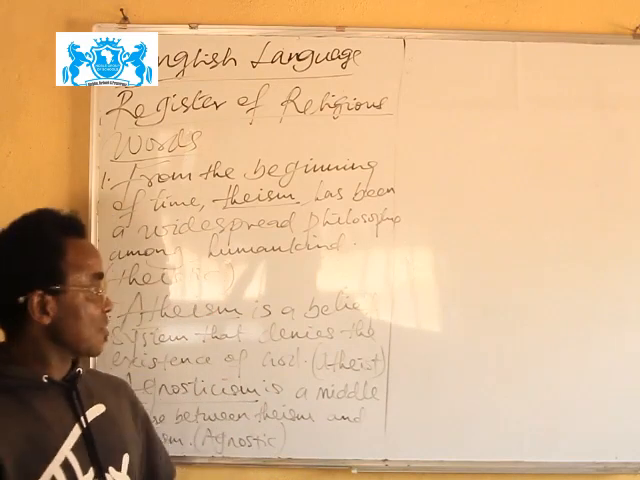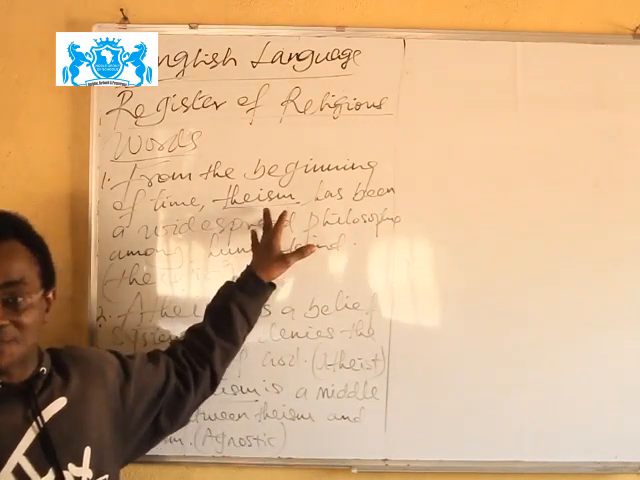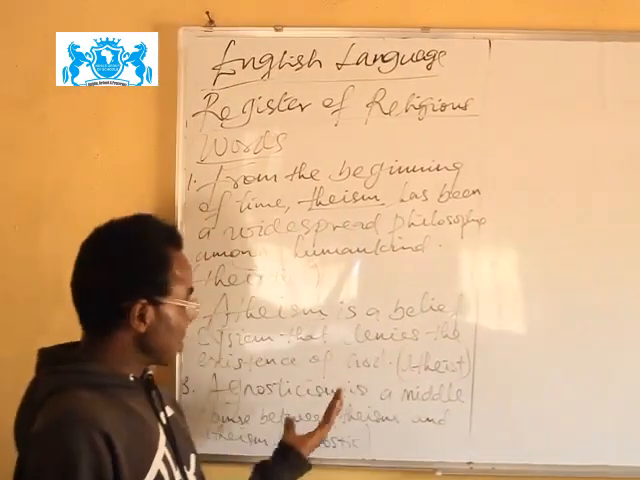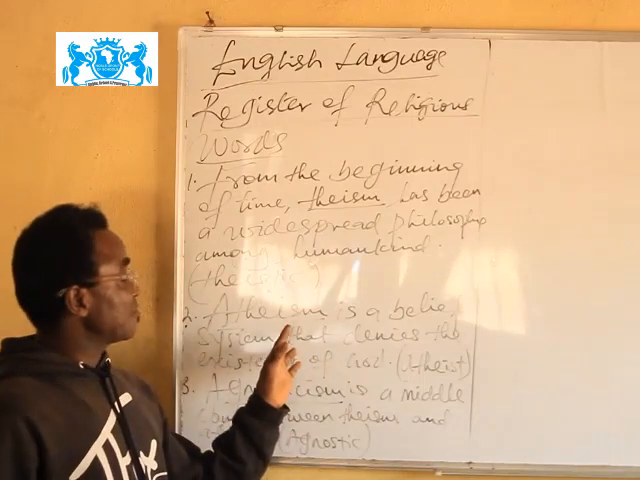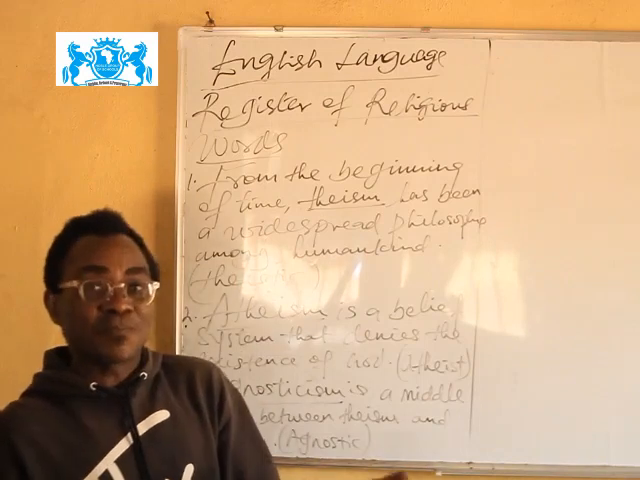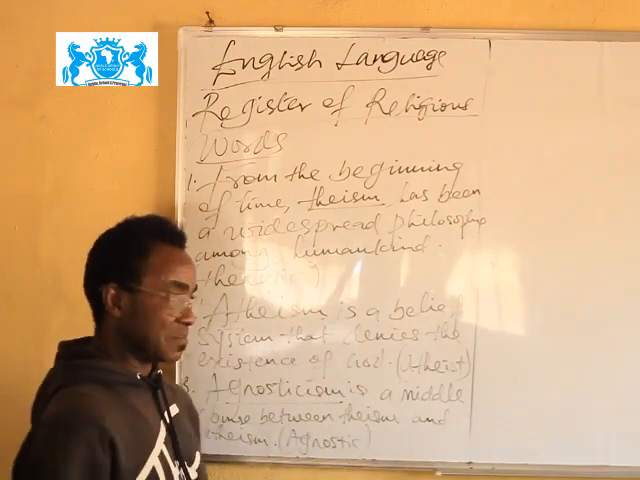The agnostic does not subscribe to the principle of theism, which accepts the existence of God, and also doesn't subscribe to the principle of atheism, which says God doesn't exist. He says it is simply unprovable. That is what agnosticism means.